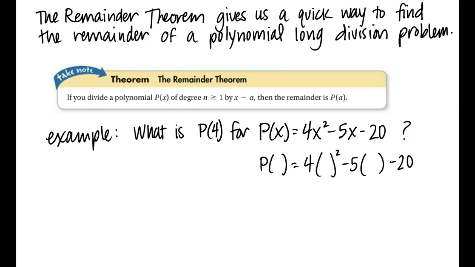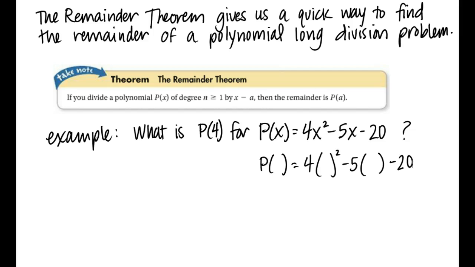The remainder theorem is the last topic that we're going to discuss in this lesson video. The remainder theorem gives us a quick way to find the remainder of a polynomial long division problem. So the remainder theorem says, if you divide a polynomial p of x of degree n greater than or equal to 1, which means it's a linear degree or above, by the factor x minus a, then the remainder of that division is p of a.